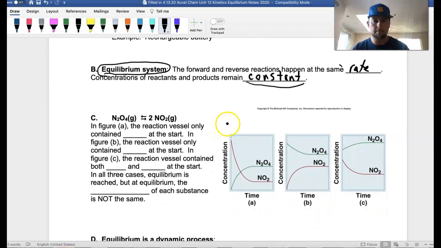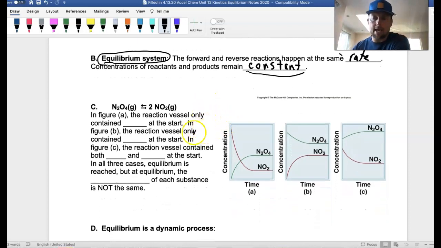So there's another example. Okay, looking at an example we talked about before, if we start this situation, N2O4 and NO2, with different concentrations, we're going to see different ways to reach equilibrium. In figure A, we're starting entirely with NO2, this guy. So the reaction vessel only contains NO2, and the reason I know that is because its concentration is way up here and the other one is 0. In figure B, the reaction vessel only contains N2O4 and the other one is at 0.